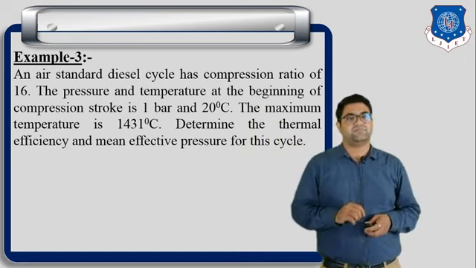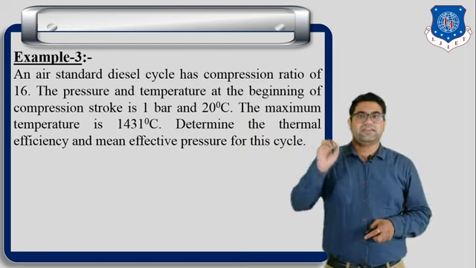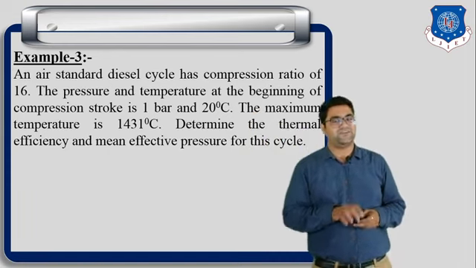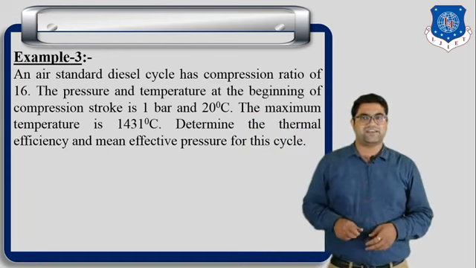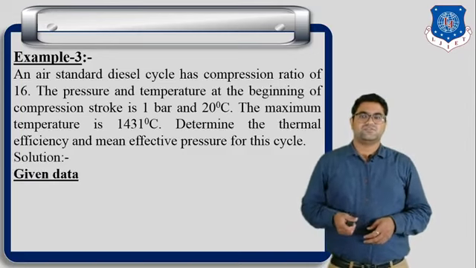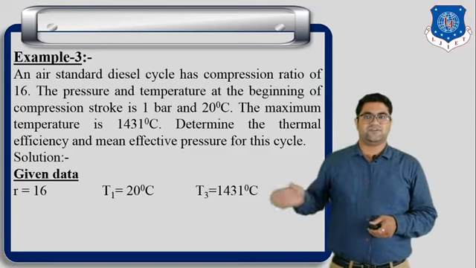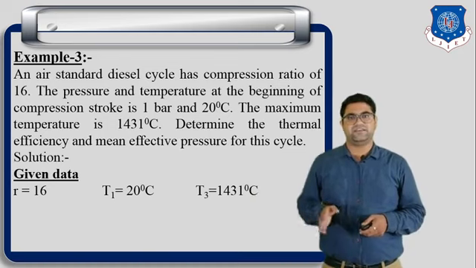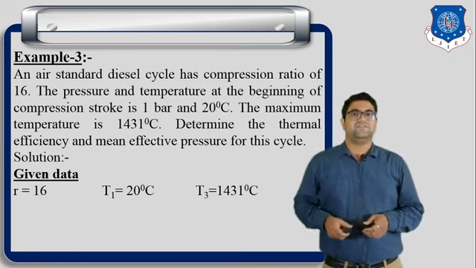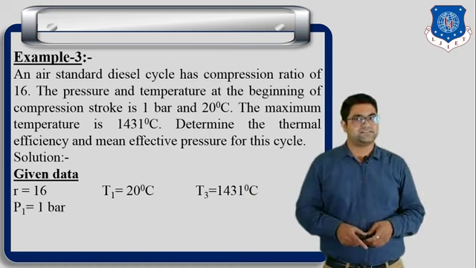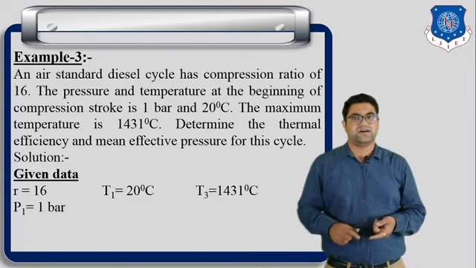Now what do we need to determine? We have to determine the efficiency of the cycle and the mean effective pressure. So let us start the calculation. The data that they have given: small r equals 16, T1 20 degree Celsius, T3 equals 1431 degree Celsius, P1 is equal to 1 bar.